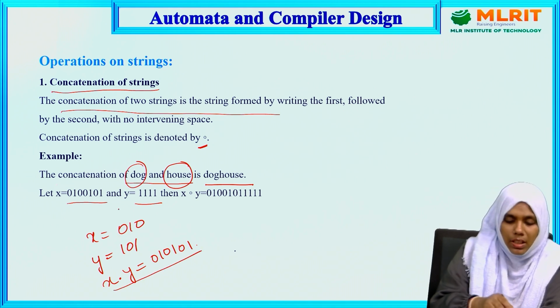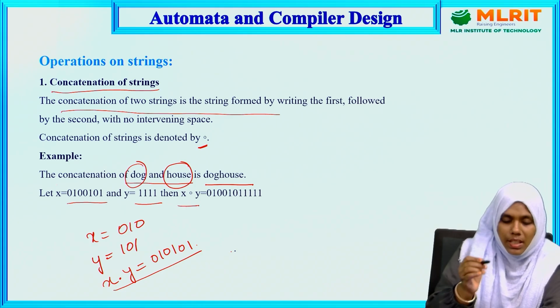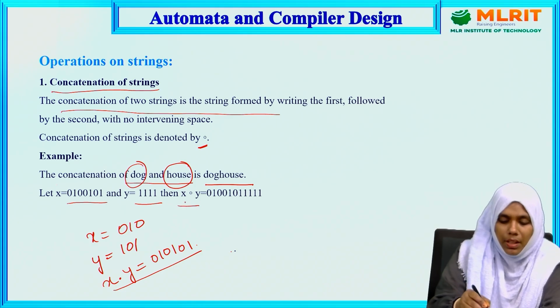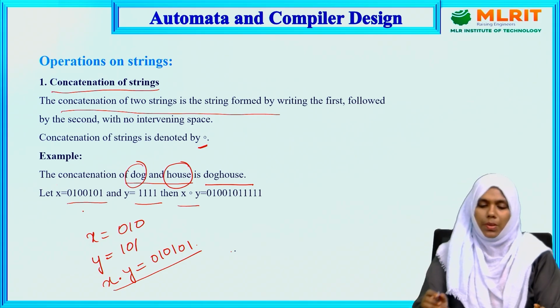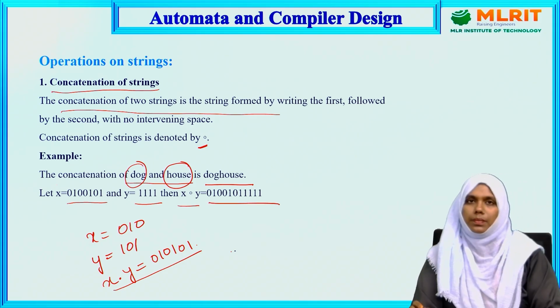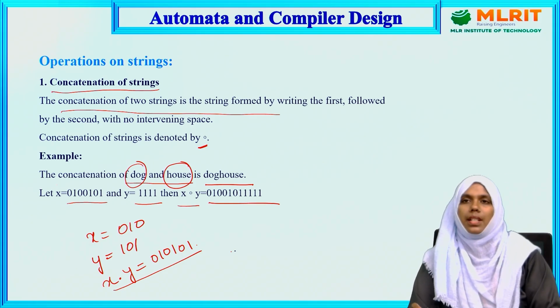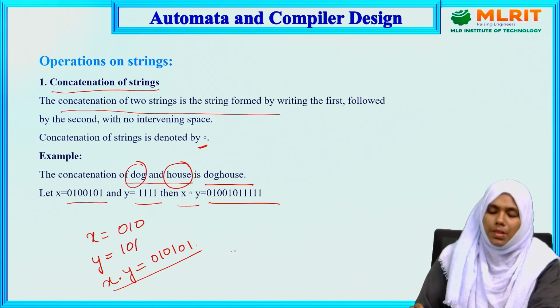The same thing here: the example is given with x as something and y as something. So x dot y is nothing but the combination of x and y. It is written here. That is the concatenation of strings.